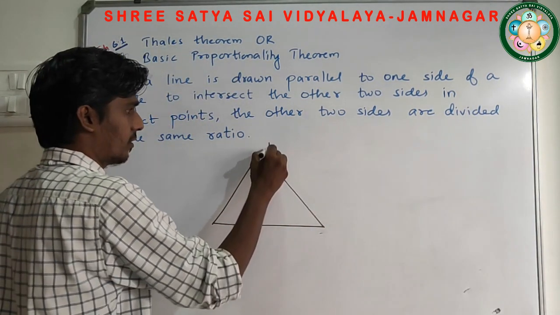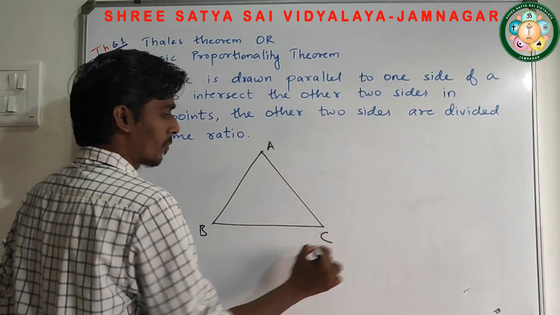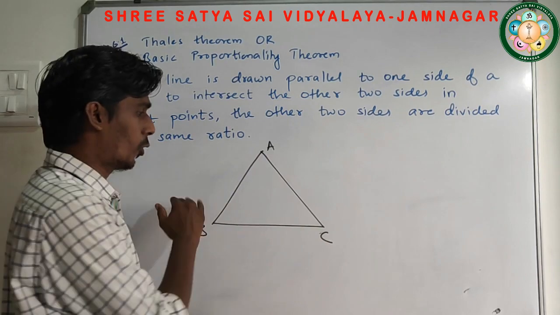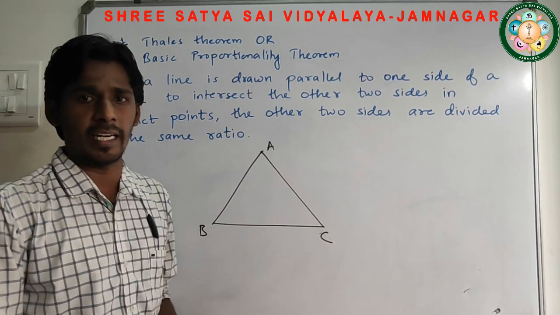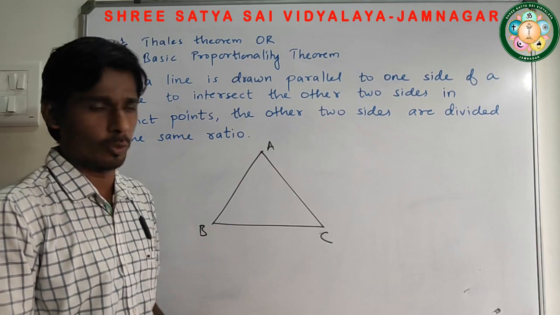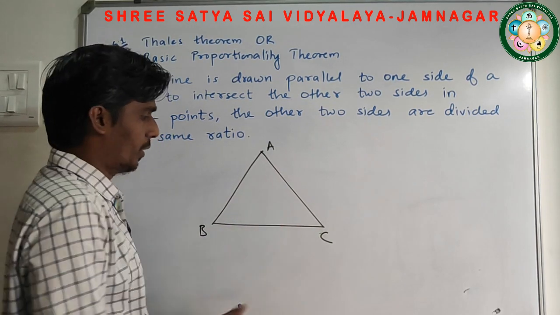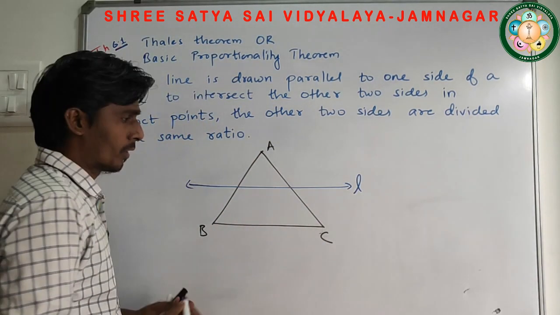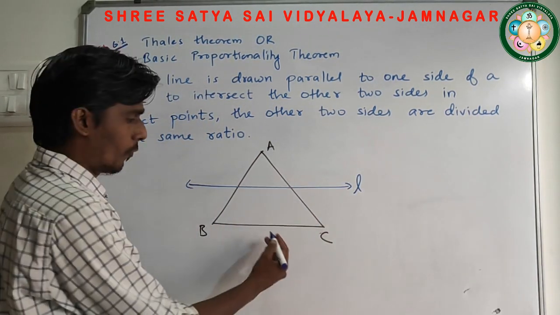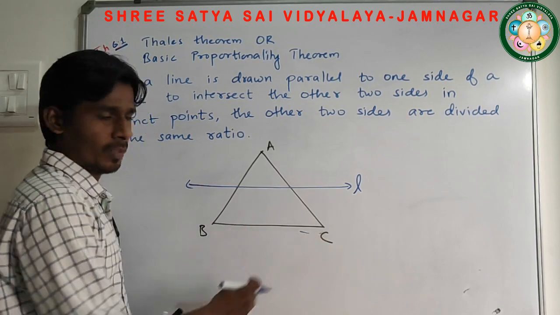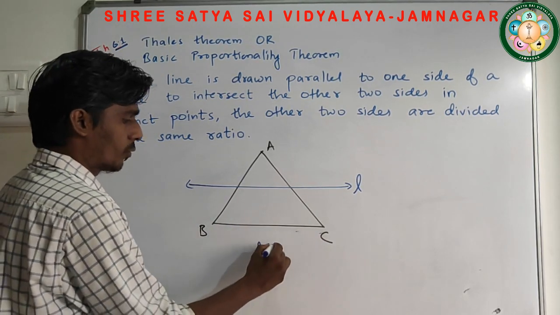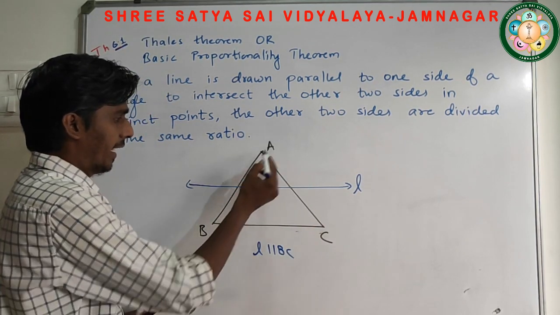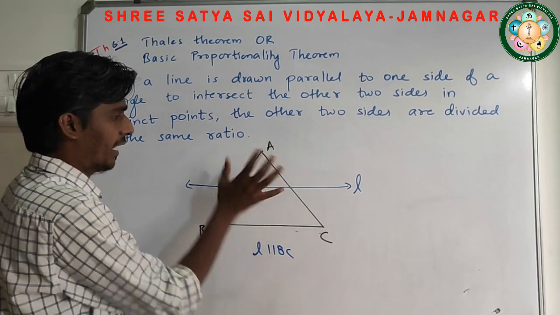Suppose this is a given triangle, say A, B and C. Now here three sides are there, AB, BC and AC. So I am going to draw a line parallel to one of the sides of the triangle. So better to take this base BC. Let me draw it. Here I draw a line L. Now this line L is parallel to one of the sides of the triangle, that is BC. So I can write here L is parallel to BC. Now as it's parallel, it is intersecting two sides, AB and AC.